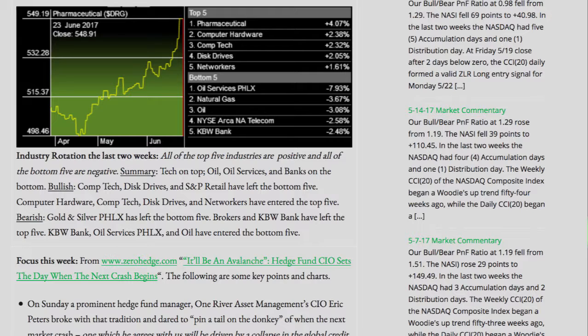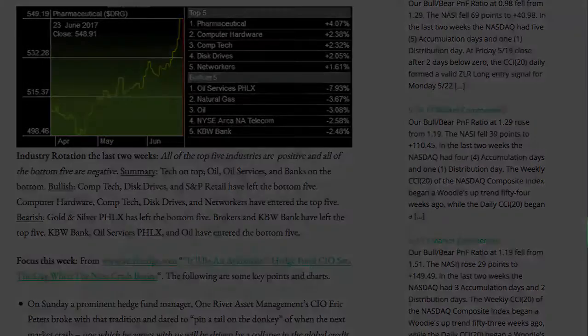Bearish, gold and silver has left the bottom 5. Brokers and KBW Bank have left the top 5. KBW Bank, oil services, and oil have entered the bottom 5.